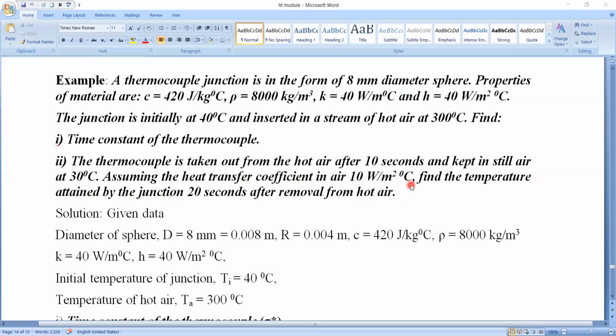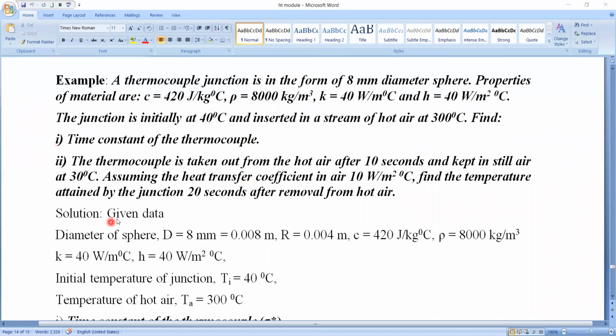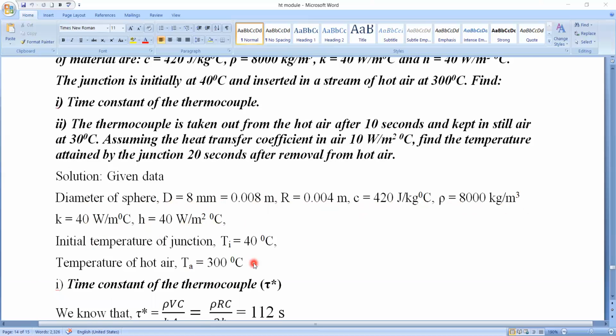This is a very important problem. Let's solve this problem systematically. Initially, we have to write the given data. The first one is the diameter of the sphere. We have to assume the thermocouple junction as a spherical member. So the diameter of the sphere D equals 8 mm or 0.008 meters. The radius equals diameter by 2, that is 0.004 meters. C is 420, rho is 8000, K is 40, and H is 40 watt per meter square degree centigrade.